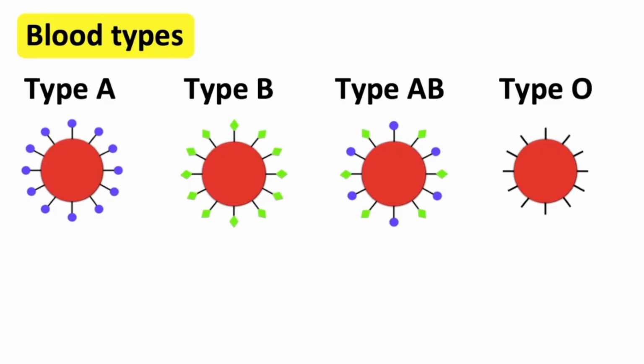The body has 3 alleles which code for a specific gene. Allele A codes for antigen A. These are shown as the purple circles in the picture. Allele B codes for antigen B. These are shown as the green diamonds. Allele O doesn't code for either. That's why, with type O blood, there are no antigens.